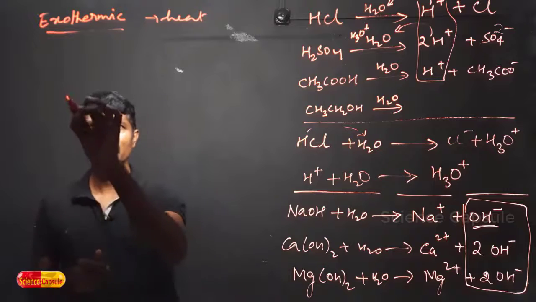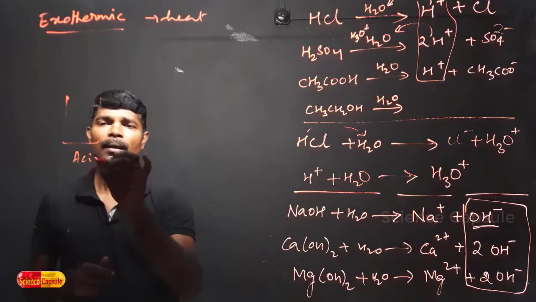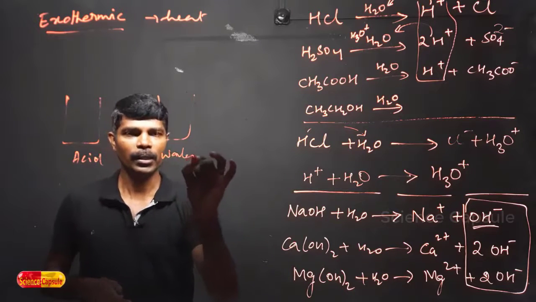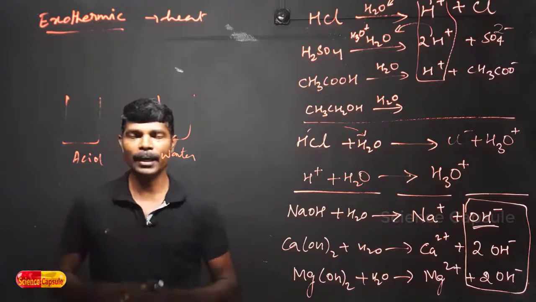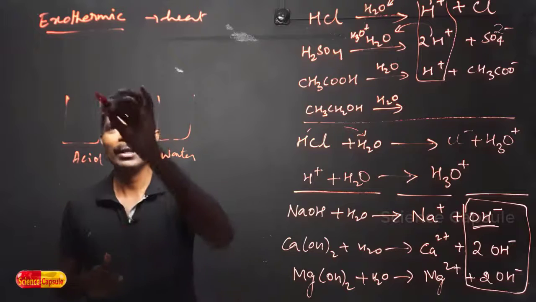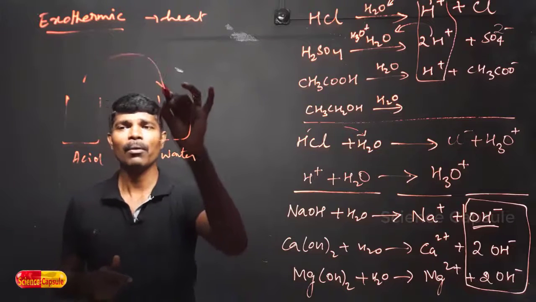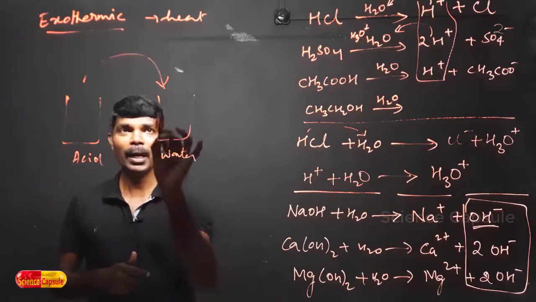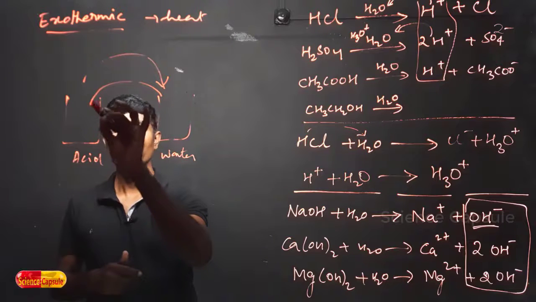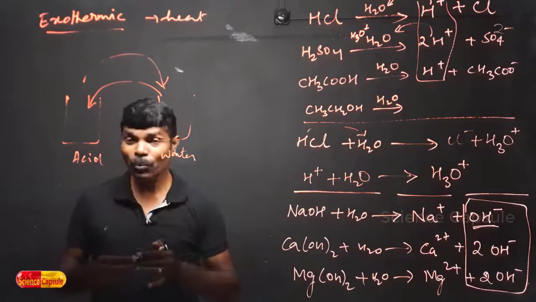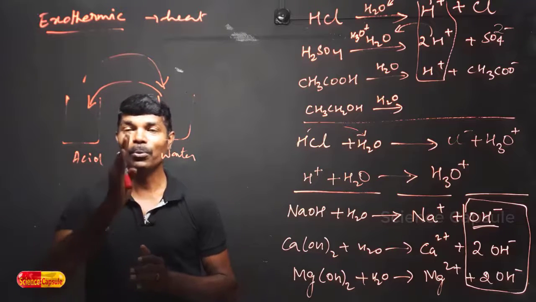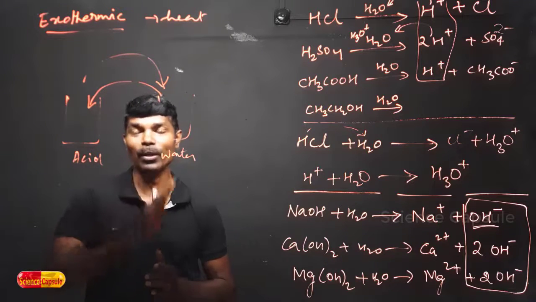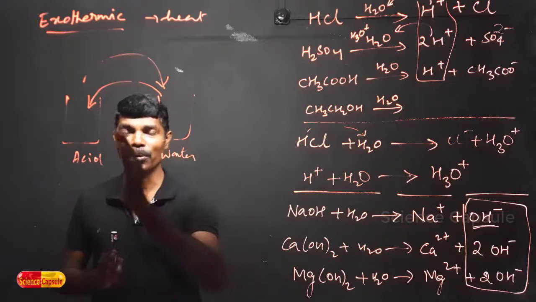Now the question is, here we have acid and here we have water, right? Now what we need to do in order to make this acid dilute? So there are two ways. One is we have to add acid into water, and another one is we have to add water into the acid. Which one is the correct procedure? Dear students, we have to add acid into water, not the water into acid.